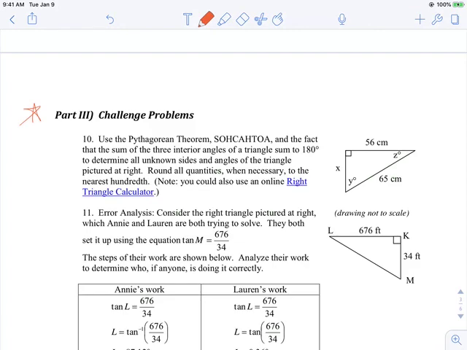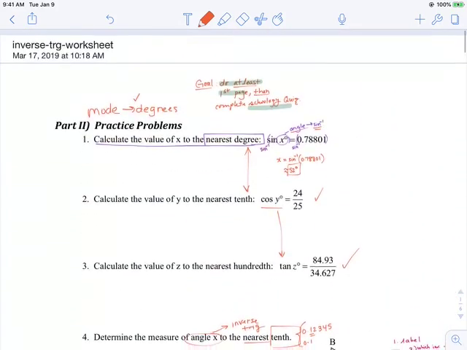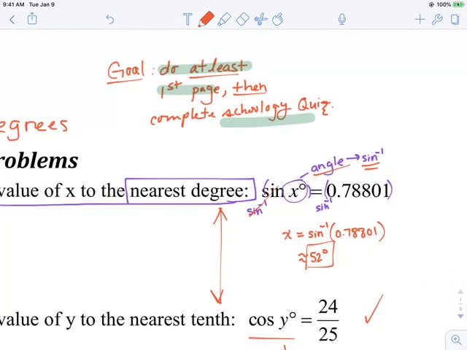And alright, then good luck. Your next step is to do the Schoology quiz and make sure that's done because it's only open for today. So again, your goal for today, do at least the first page, then complete the Schoology quiz.